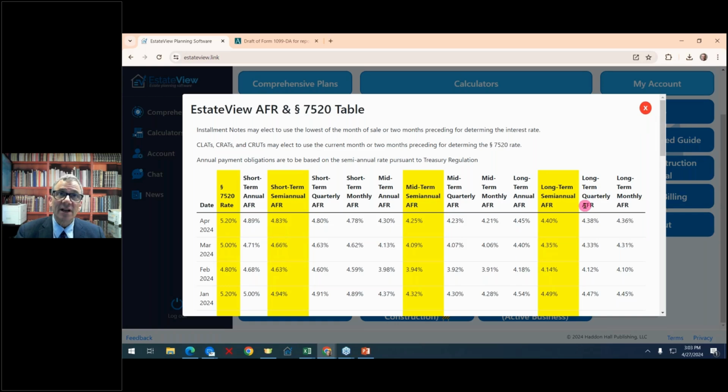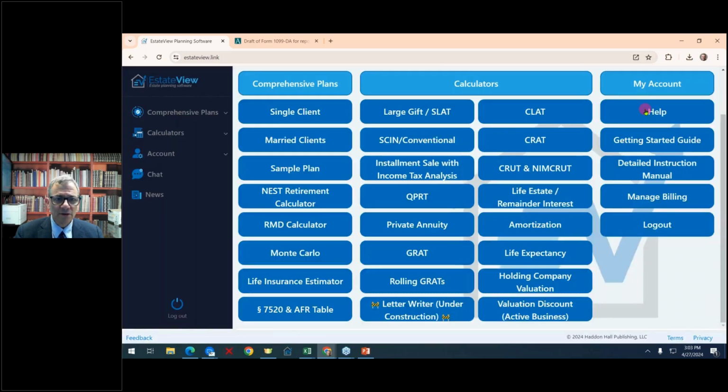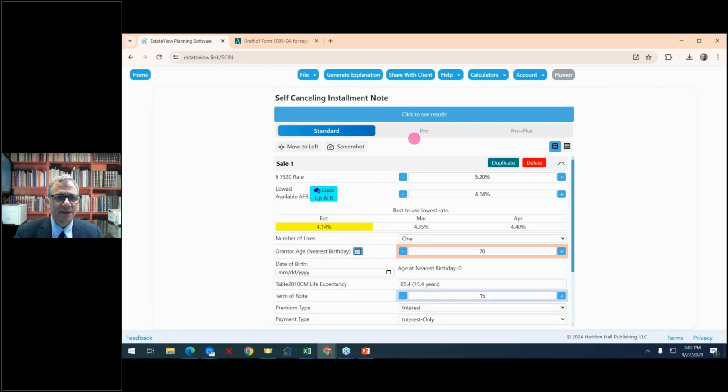There is a different kind of note called a self-canceling installment note. That is covered in a different module that I will just show you now for your convenience. If I go to the skin/conventional button and click on it, it tells me my Section 7520 rate, the lowest of this month and the last 2 months applicable federal rates for a long-term note.